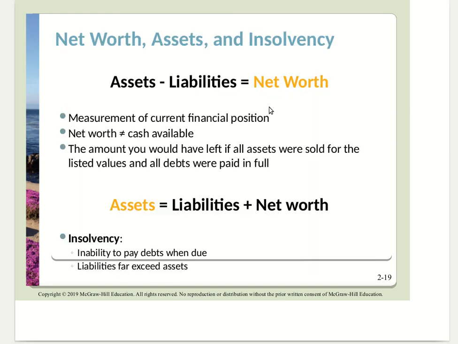So your assets minus your liabilities is your net worth. Now, net worth is not how much cash you have available. The cash is just the stuff that you might have stuffed under your mattress, it's your checking account, things like that. The thing is, when you start talking about real property, like real estate, cars, things like that, it may take a while to convert that into cash.